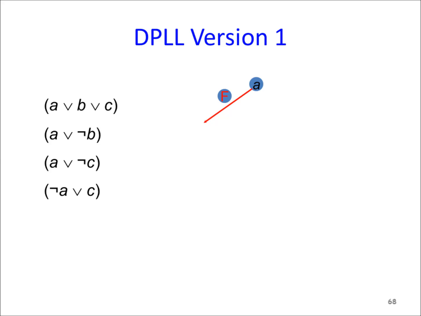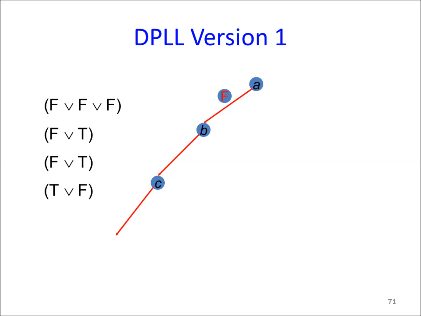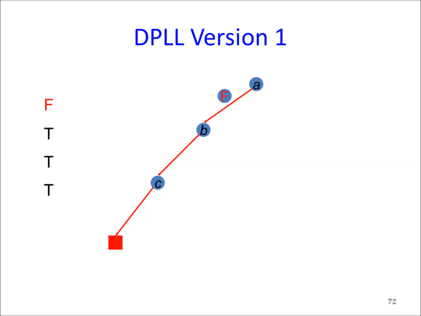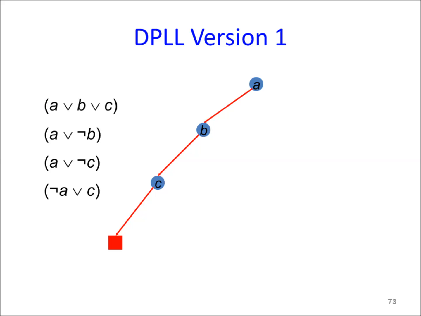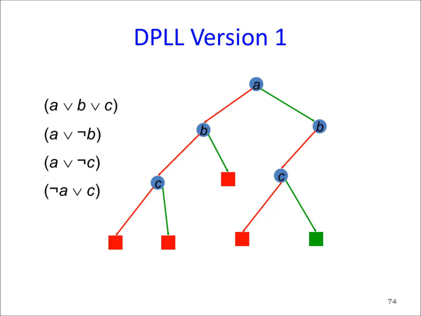So let us suppose we pick A first, assign it false, pick B, assign it false, pick C, assign it false, and now see that all the formulas are satisfied. Are all the formulas satisfied? Not the first one. So we backtrack, try to assign C to be true, and keep doing this, and at some point we will find our satisfying assignment, probably here, which is A true, B false, C true.